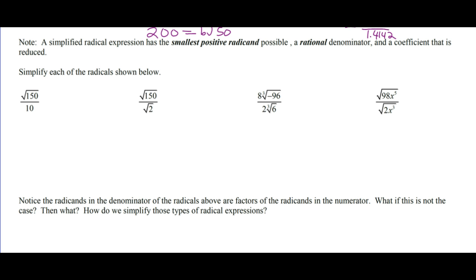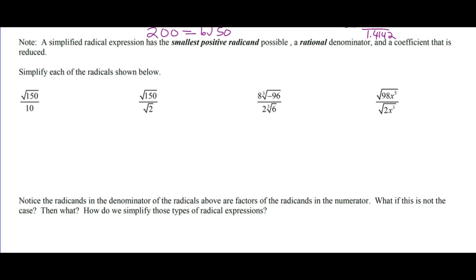So a simplified radical expression has the smallest positive radicand possible. So if there's a negative sign under an odd root, like a cube root, we take that out. A rational denominator, right? So rational, we can't have an irrational, like a root 2. Root 2 is irrational, so we can't have a root 2 in the denominator. And a coefficient that is reduced. Okay, so reduced coefficient, smallest positive radicand, and rational denominator.